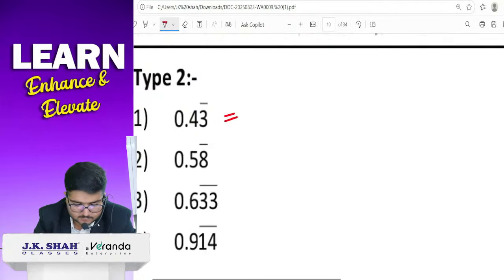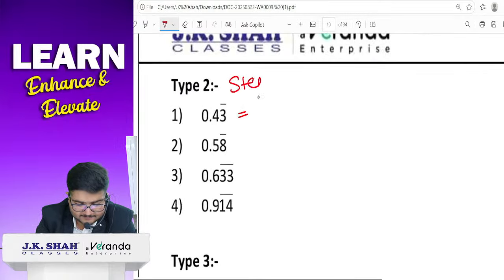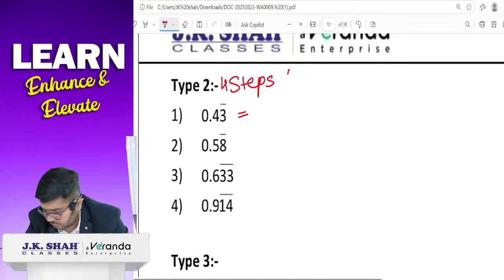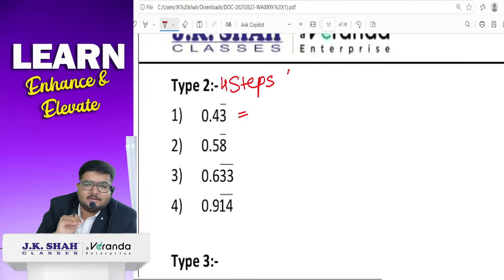So you have to do 4 steps. There are 4 steps in this. I have taught you all the 4 steps. I have told you to write all the 4 steps. Let us see what are the 4 steps. Please, attention should be very high.